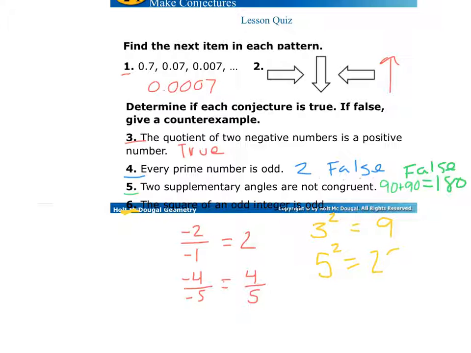Let's look at 11. What's 11 squared? 121. What do all these numbers have in common? They're odd. Can we find any square of an odd integer that's not odd? No. So this one would be true.